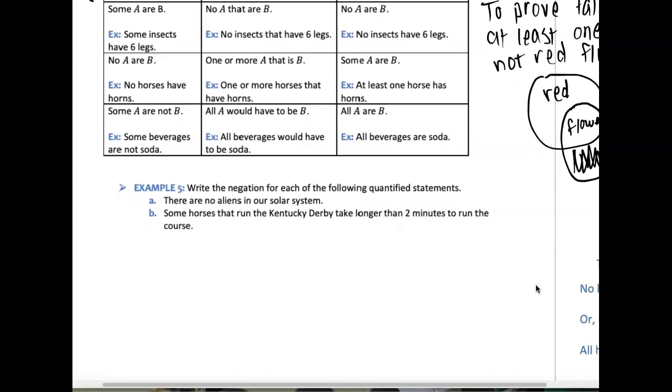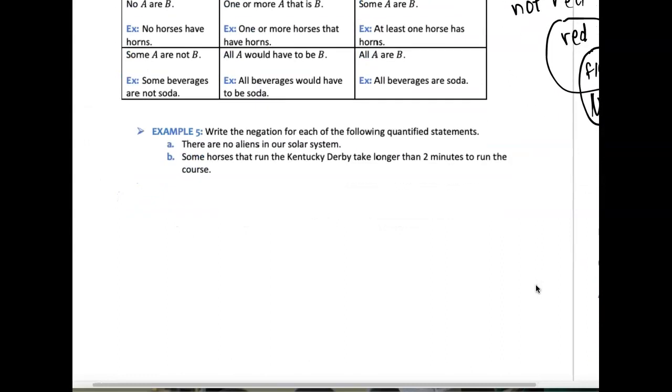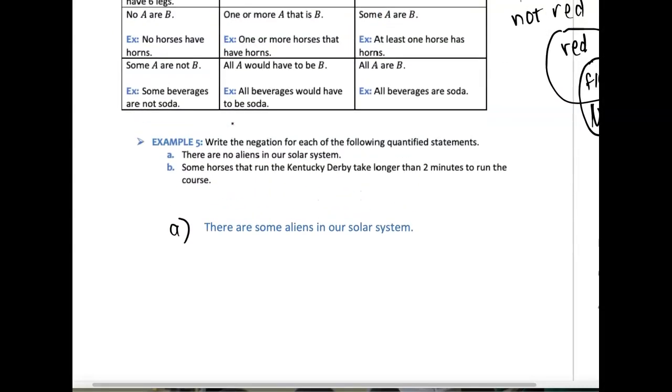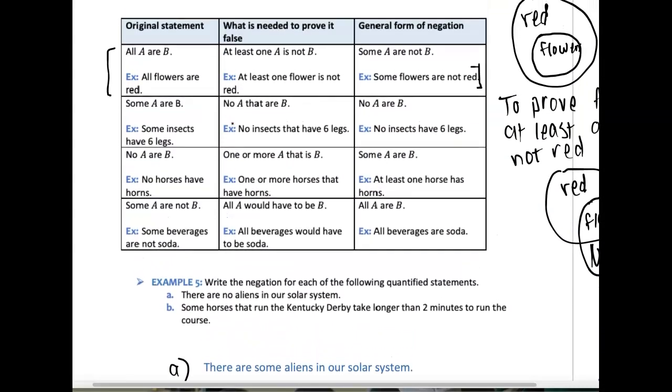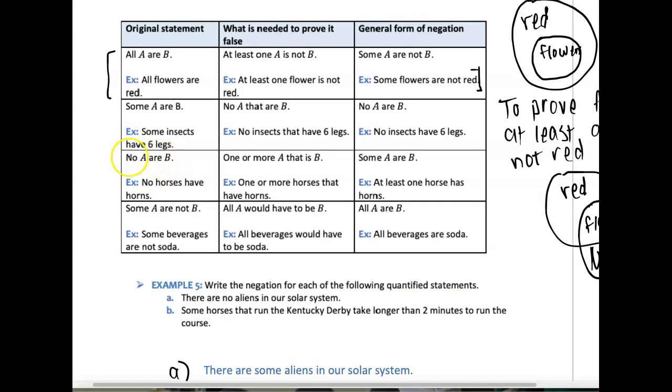So example 5. Write the negation for each of the following quantified statements. So there are no aliens in our solar system. That negation would be that, well, there has to be an alien in our solar system, right? So the negation would be there are some aliens in our solar system. This one falls into the third one down here, that no aliens are in our solar system. So that negation is some aliens are.